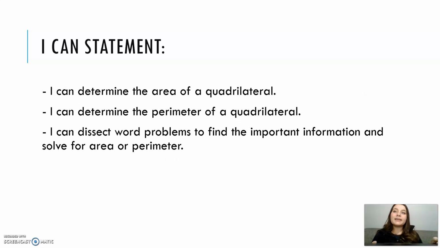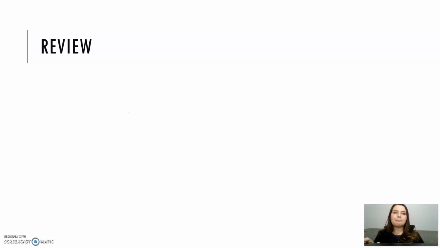So, the I can statements for today. I can determine the area of a quadrilateral, I can determine the perimeter of a quadrilateral, and I can dissect word problems to find the important information and solve for area or perimeter. The first two I can statements we saw yesterday, since that was the beginning of our area and perimeter unit, but those will probably follow us because we'll be doing that the whole time.